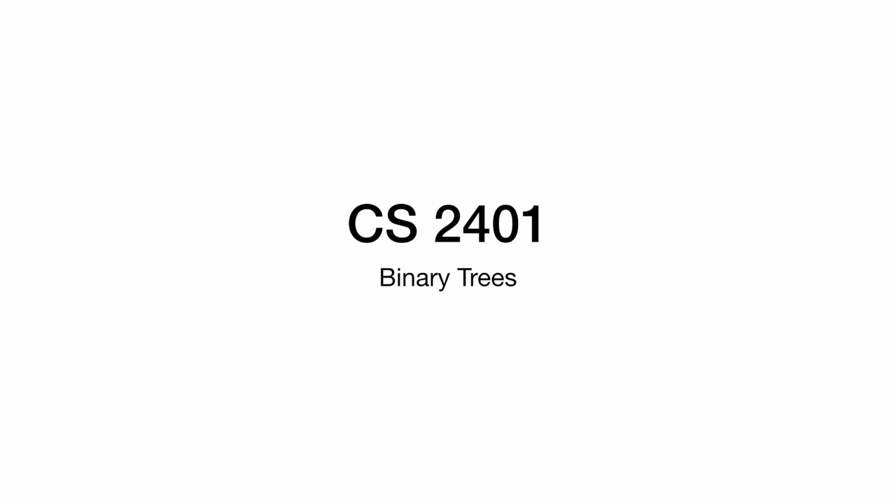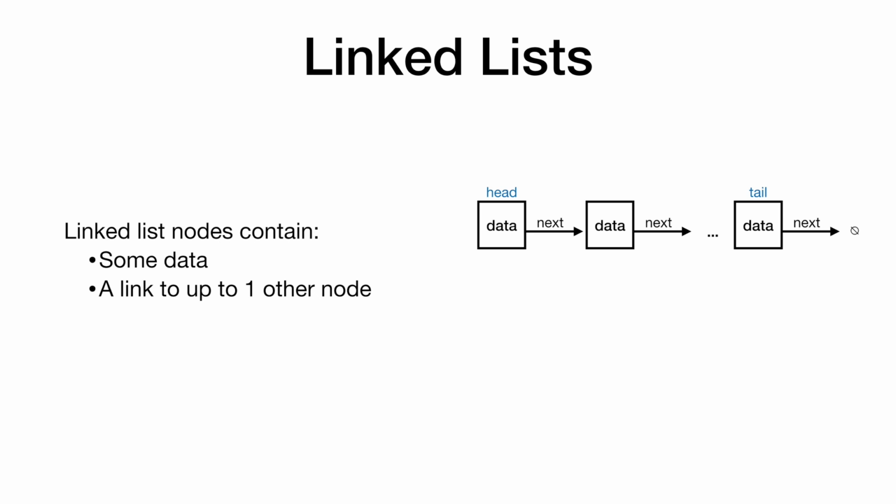Today in class we're going to talk about binary trees. So remember when we looked at linked lists? Linked lists were sets of objects that each contained a little bit of data, right? And some link to another object of the same type, right? And these instances of these objects were all linked together in a list, hence the name, a linked list.